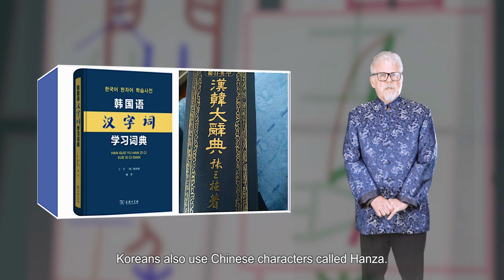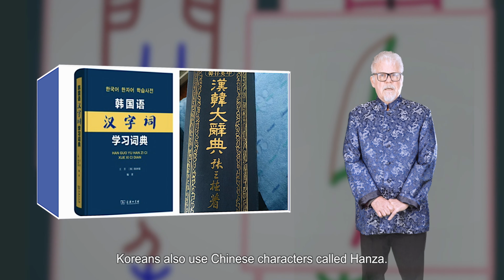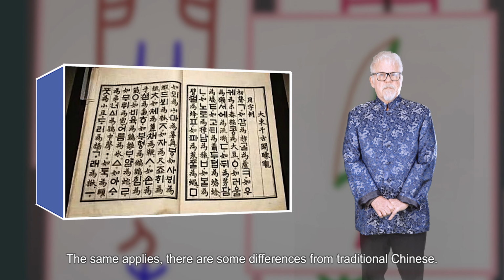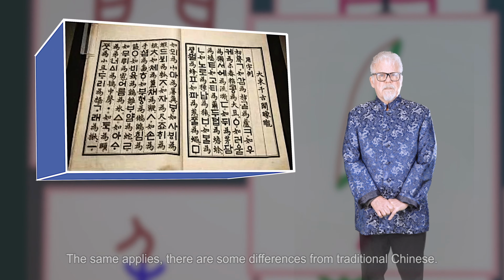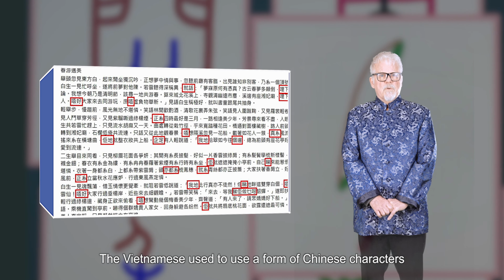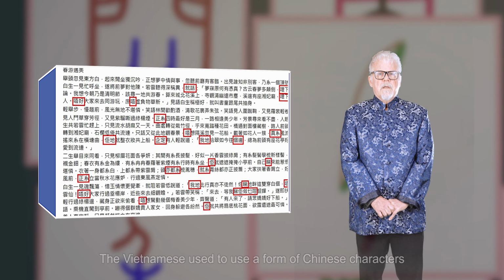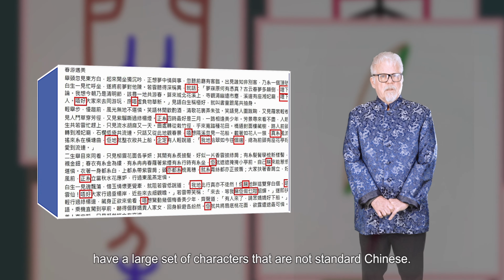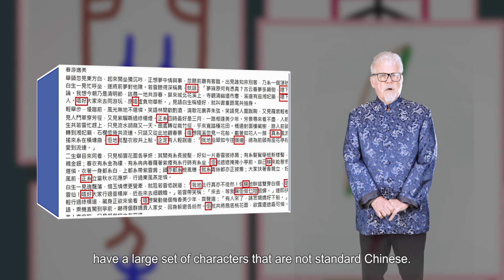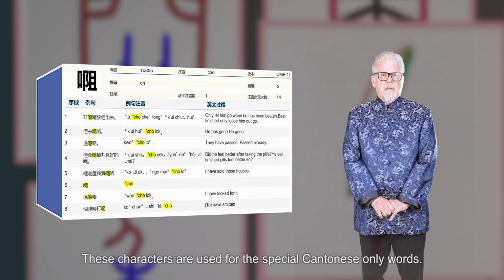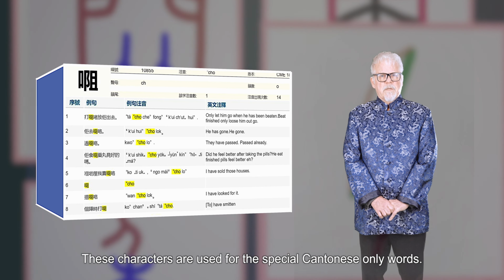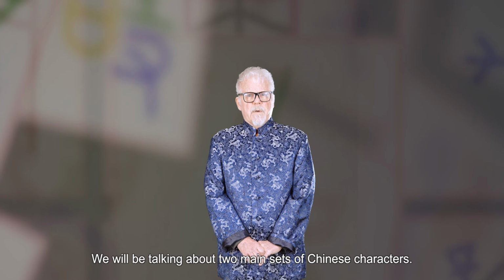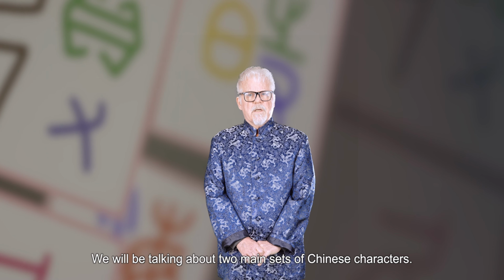Koreans also use Chinese characters, called hanja. The same applies. There are some differences from traditional Chinese. The Vietnamese used to use a form of Chinese characters, and even today, the Cantonese speakers in Hong Kong have a large set of characters that are not standard Chinese. These characters are used for the special Cantonese-only words.